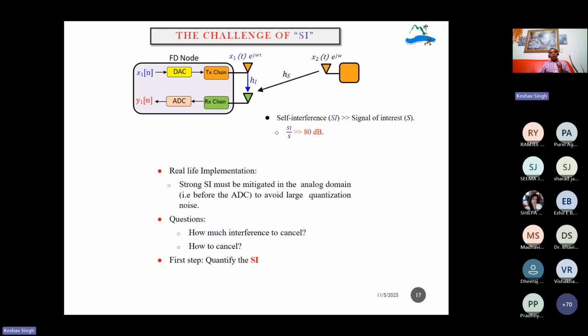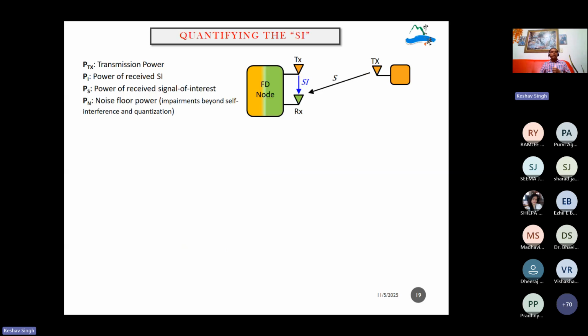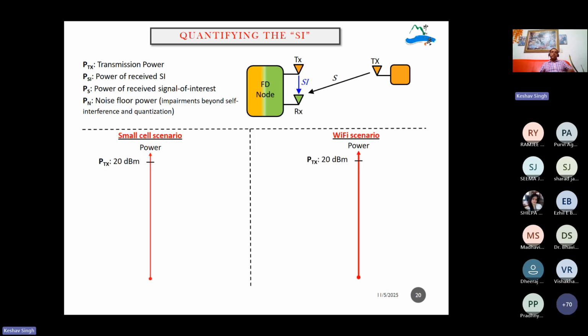So the question is, how can we cancel this self interference, and by how much? Let's consider this example, a small cell and Wi-Fi scenario. Let's say the transmitter, the full duplex node, has a transmit power of 20 dBm. The received SI power is 5 dBm, the noise level is minus 100 dBm, and the desired signal power PS is minus 80 dBm.